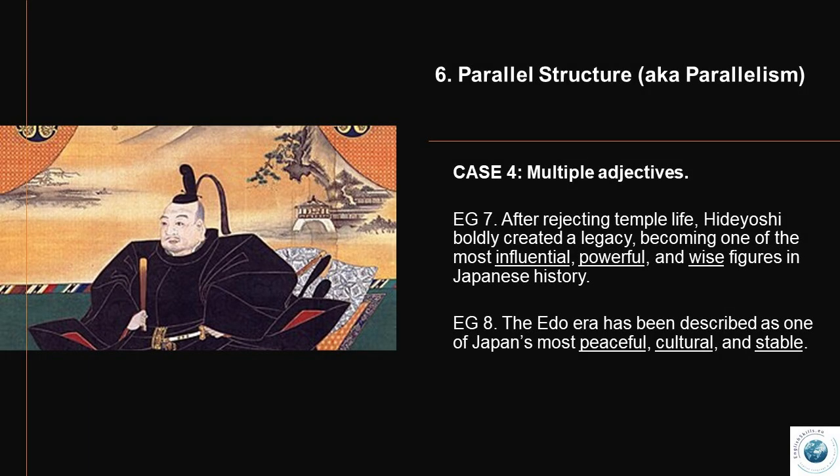Case 4. Multiple adjectives. Example 7. After rejecting temple life, Hideyoshi boldly created a legacy, becoming one of the most influential, powerful, and wise figures in Japanese history.